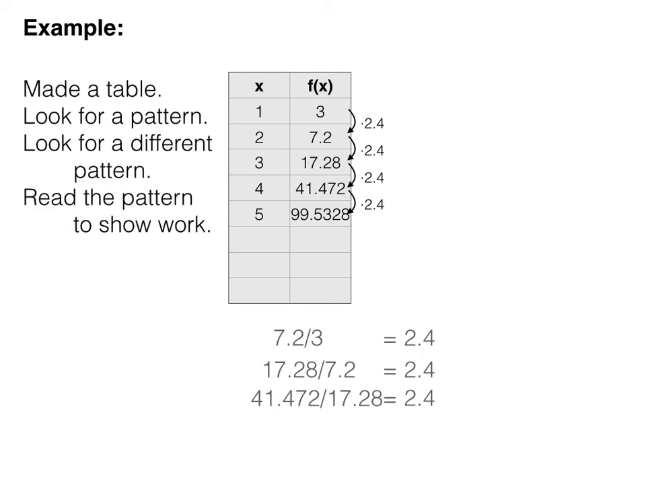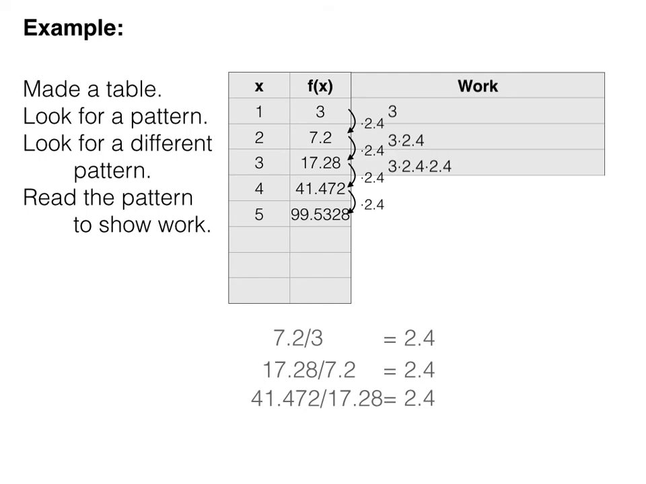So now we have to read the pattern to show the work. So first we start with 3, then 3 times 2.4, then 3 times 2.4 times 2.4, just like the last one. So now it's exactly the same. We are multiplying by 2.4, which seems a little bit more difficult, but other than that, it's the same. So we can keep doing the same exact thing. 3 times 2.4 times 2.4 times 2.4, and of course this one.